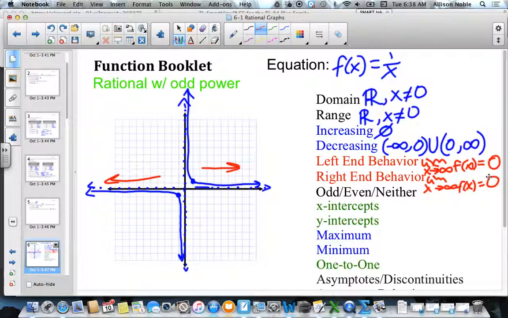And then, is this function even or odd? Remember, odd is when you could fold it on the x-axis and the y-axis and still get the same graph. And so it is actually an odd function. The x-intercepts: it never crosses the x-axis, so it never has an x-intercept. It never has a y-intercept either. And it has no minimum or maximum value. Is the function one-to-one? Does it pass the horizontal and vertical line test? Yes, it is a one-to-one function.